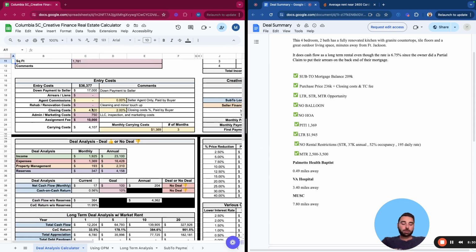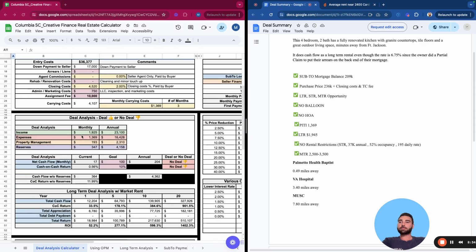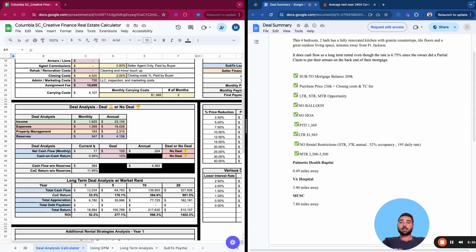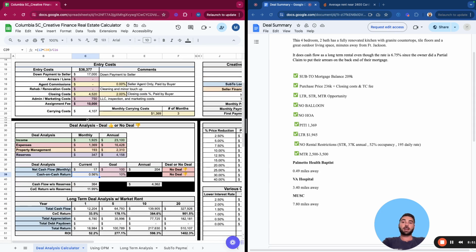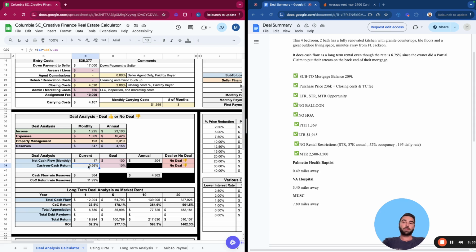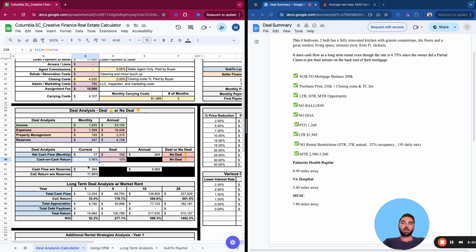So we have your entry costs, we have your income, we have your expenses. That's all good. What this is saying is, with these terms, you can cash flow approximately $17 a month. That's not great. And it's only a 0.56% cash on cash return. So your annual cash flow of $204, divided by your $36,000 to get into the deal, nets you a 0.56% cash on cash return.